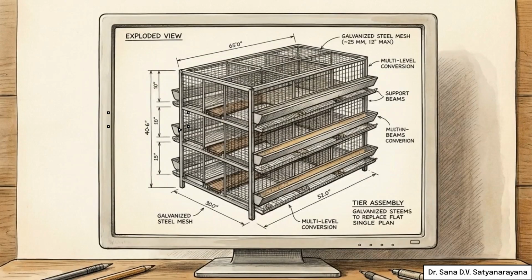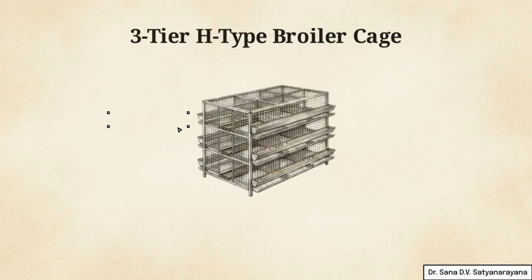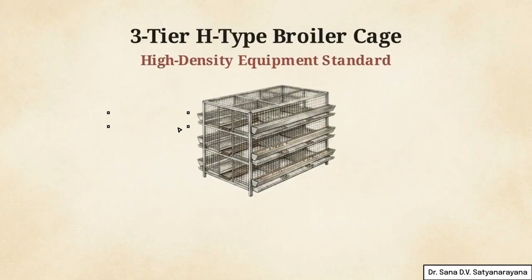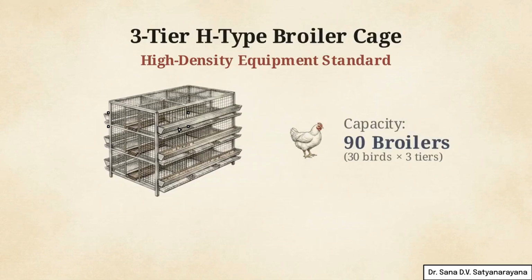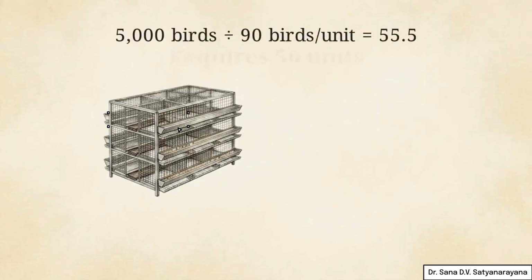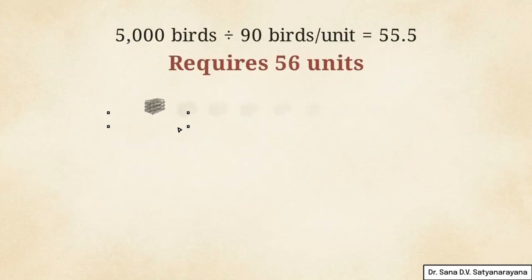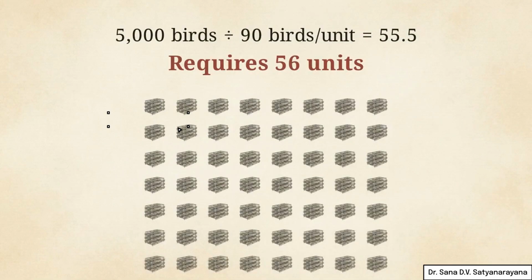Achieving higher commercial yields within these strict dimensions forces a transition from a flat, deep litter map into three-dimensional volumetric planning. This is a 3-tier H-type broiler cage. It is the high-density equipment standard. A single unit measures exactly 1,500 millimeters long by 1,000 millimeters wide. Based on the biological footprint calculated earlier, this single 3-tier unit holds exactly 90 broilers. Dividing our target flock of 5,000 by 90 means we require exactly 56 cage sets.